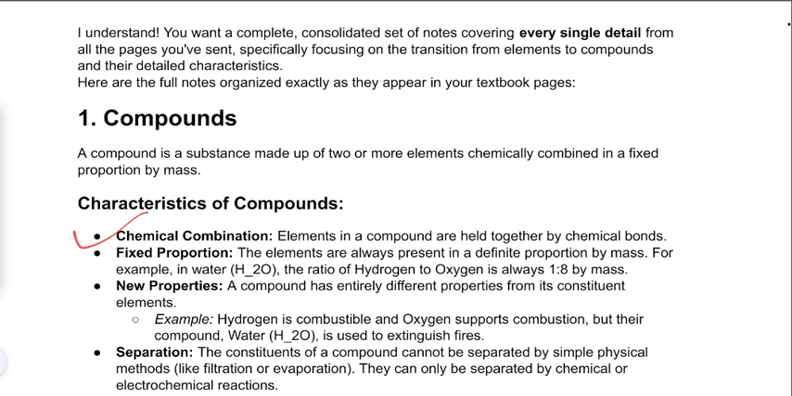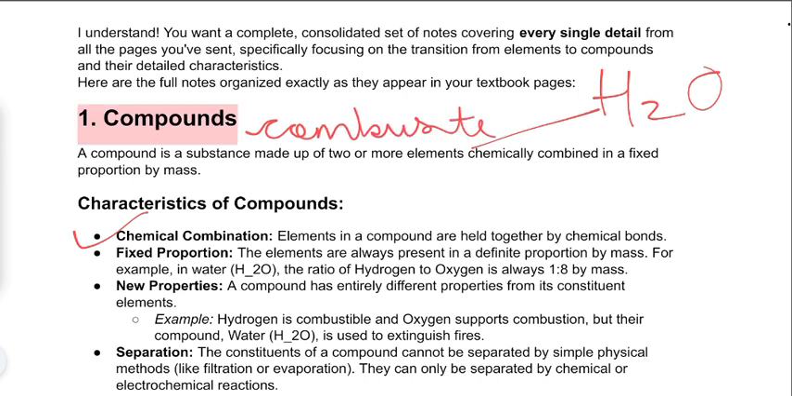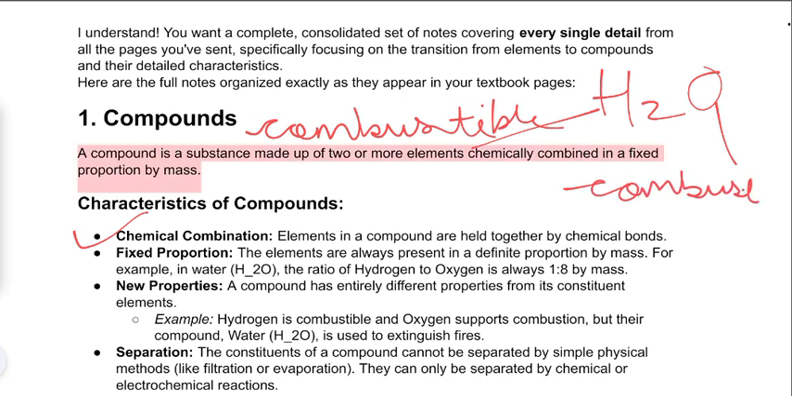Before I explain this, again one example is there, H2O, same example. See, hydrogen has a different property, oxygen has a different property. Hydrogen is a combustible substance. Combustible substance means it can burn. Hydrogen can burn. Sorry, combustible gas. Oxygen supports combustion, means it supports the process of burning.